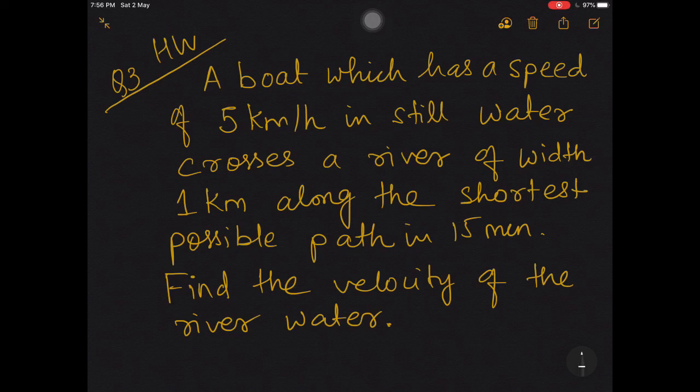The question reads: a boat which has a speed of 5 km per hour in still water crosses a river of width 1 km along the shortest possible path in 15 minutes. Find the velocity of the river water. So hurry up, take your copy and pen, and solve it. I will see who will be the first one to answer in the comment section.